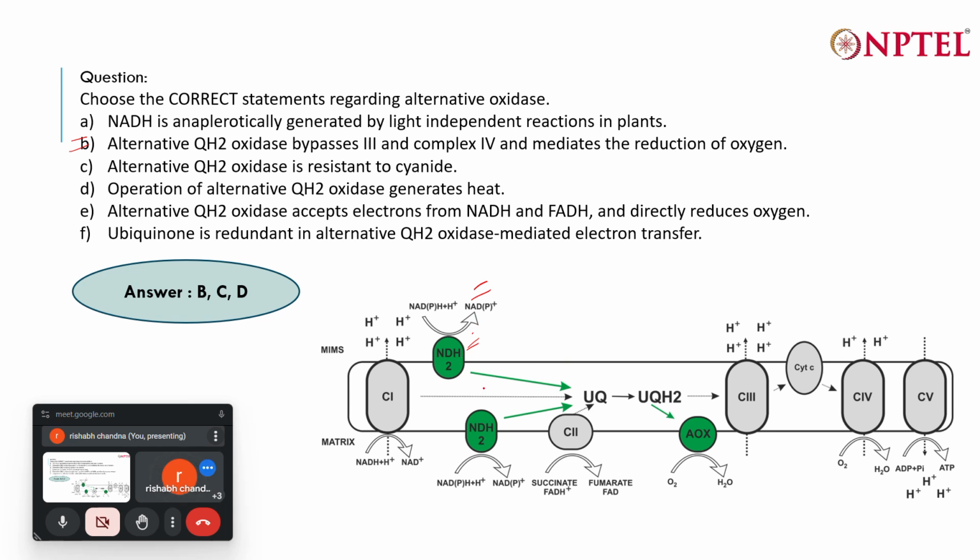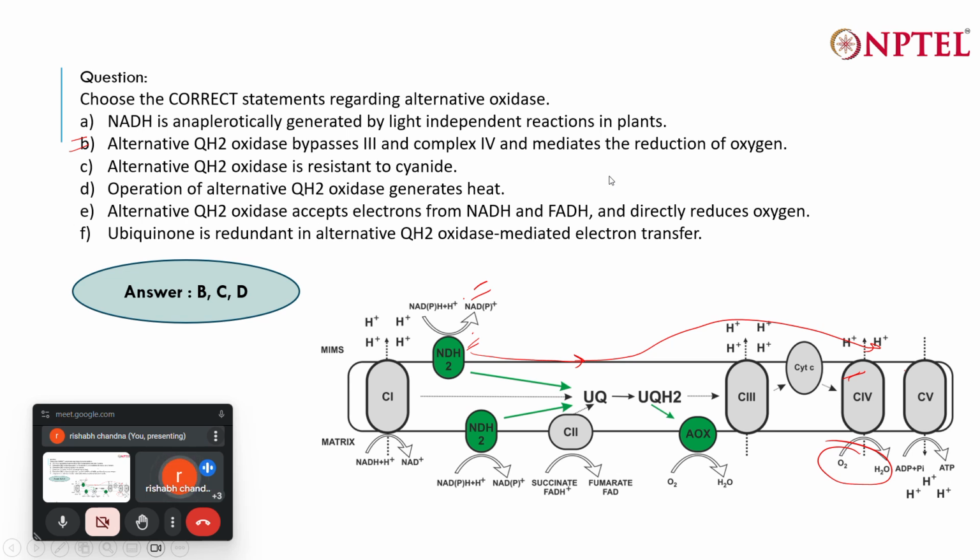So what happens here? It can transfer the electrons from the outside NADH and NADPH molecules that are present, and it can directly transfer them to the cytochrome. Okay, and it is a cyanide resistant pathway because it can directly supply the electrons to oxygen molecules when cyanide is blocking complex 4, that is cytochrome C oxidase. Okay, so let's see the options now.